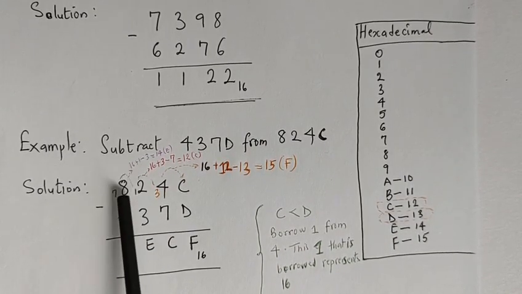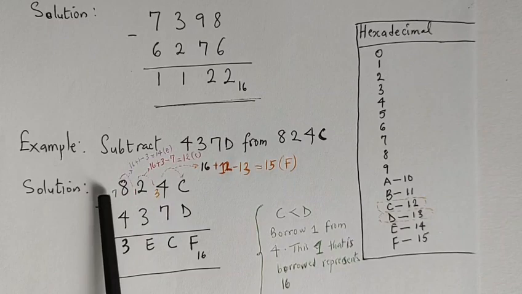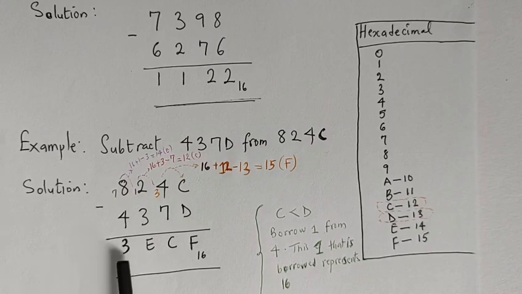Now, since we have borrowed 1 initially from 8, we're left with 7. I have represented that with this green ink, 7. So we say 7 minus 4, we're going to arrive at 3. So our final answer is 3ECF base 16. So this is how to solve this kind of question in hexadecimal subtraction.